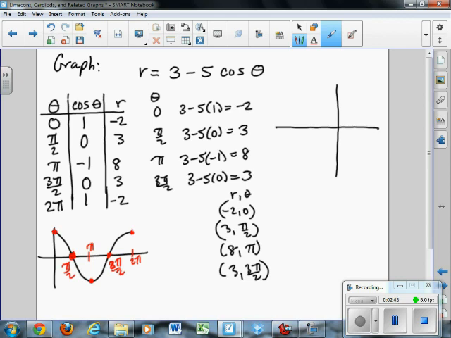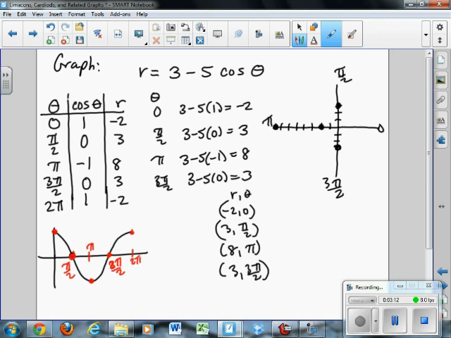So here's 0, pi over 2, pi, and 3 pi over 2. So negative 2, 0 would be 2 in the opposite direction from 0. 3, pi over 2 would be 3 in the direction of pi over 2. 8, pi would be 8 in the direction of pi. So 1, 2, 3, 4, 5, 6, 7, 8. So here. And then 3, 3 pi over 2 would be 3 in the direction of 3 pi over 2.